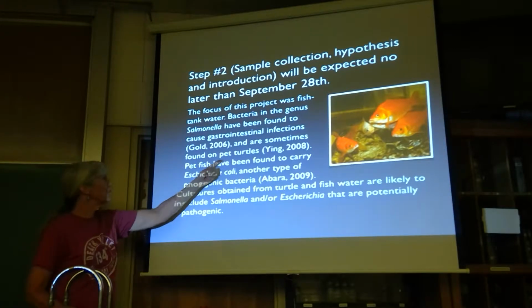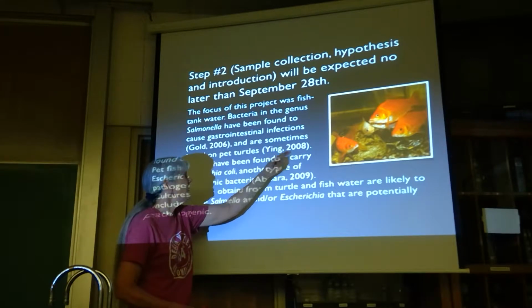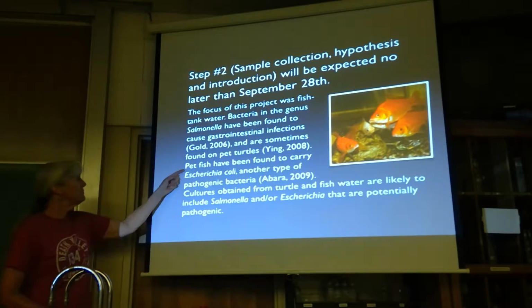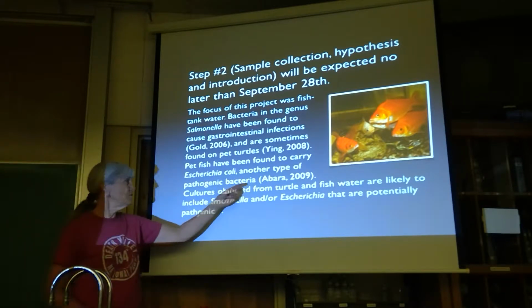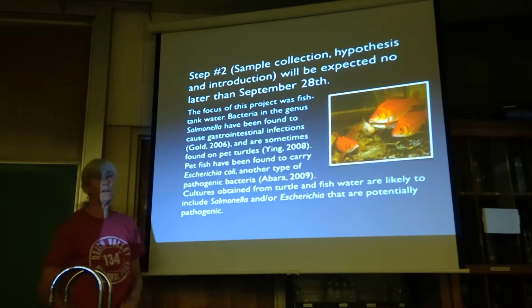They're sometimes found on pet turtles. Who said that? Ying in 2008. Pet fish have been found to carry Escherichia coli, another type of pathogenic bacteria. Who said that? Abera in 2009.